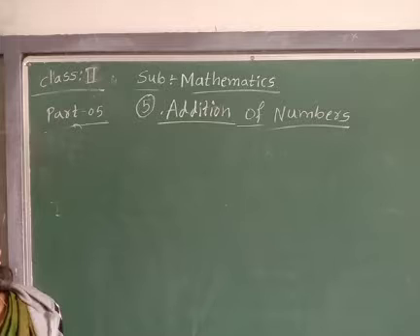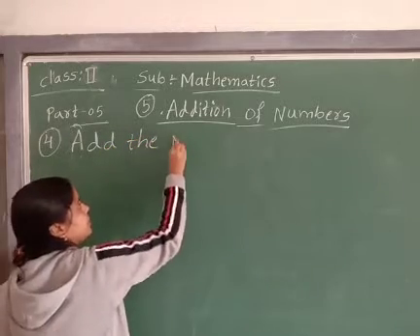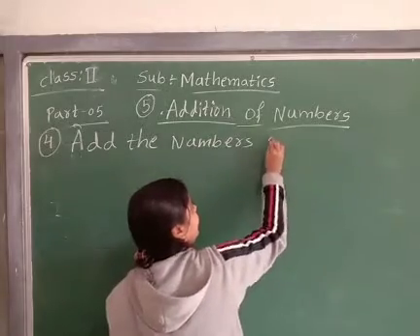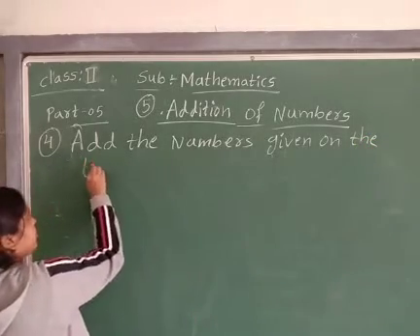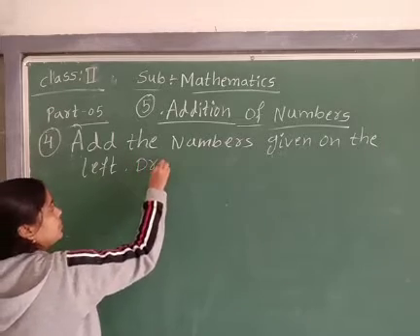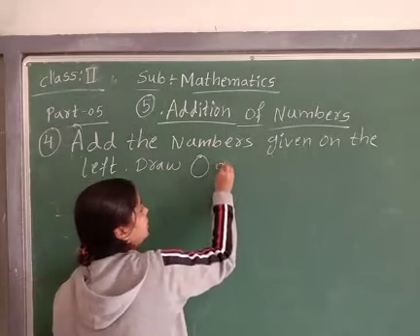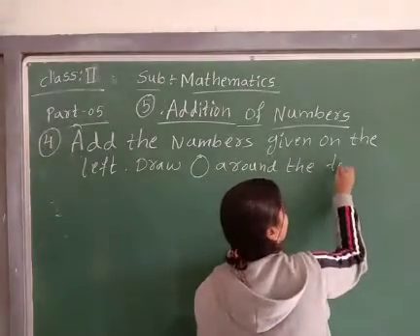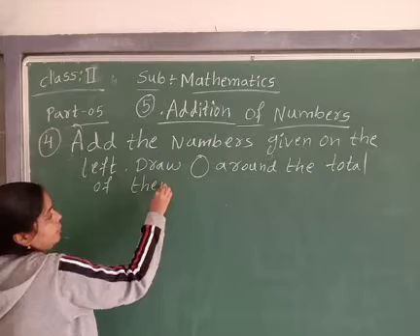Add the numbers given on the left. Draw a circle around the total of them. So here, children, this heading is given like this for the exercise.